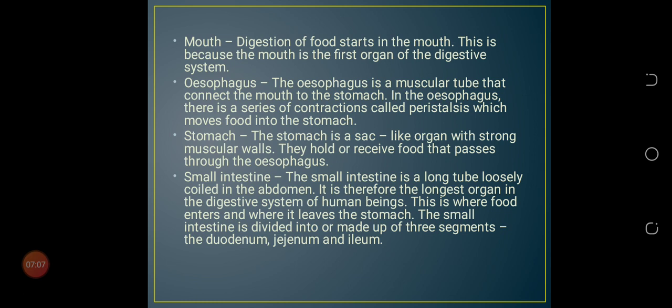The duodenum continues the breakdown of food, while the ileum and jejunum are responsible for the absorption of nutrients into the bloodstream. So the ileum and the jejunum are responsible for the absorption of nutrients from the food to the bloodstream. But the duodenum continues the breakdown of food. The duodenum always breaks down the food. The ileum and the jejunum absorb the nutrients in the food into the bloodstream.